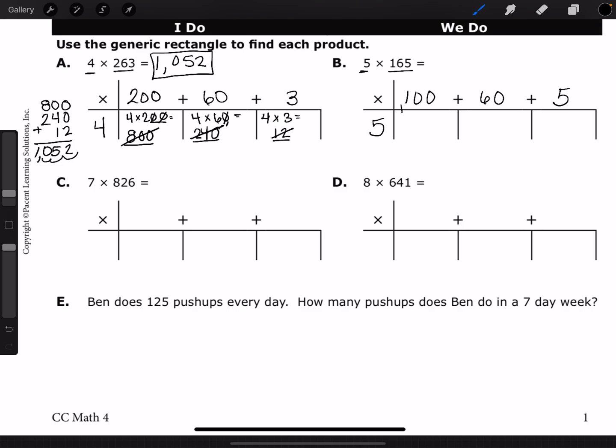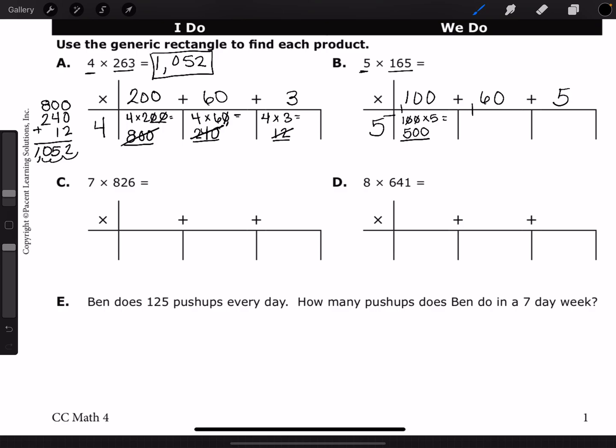So the 100 times the 5, so 100 times 5. We're going to momentarily take those 2 zeros off. 1 times 5 is 5. And because this is not a 1, it's a 100, we're going to place those 2 zeros back on there because 100 means 2 zeros. So our first partial product is 500.